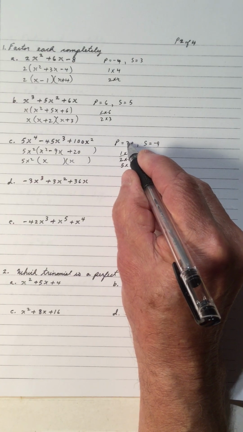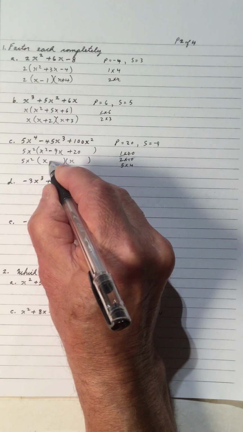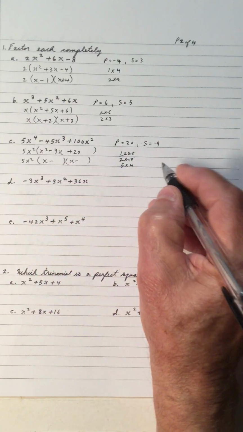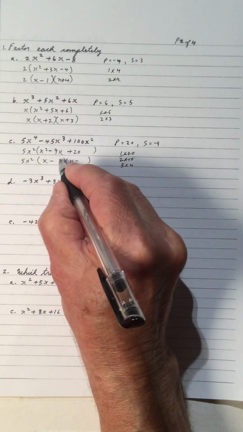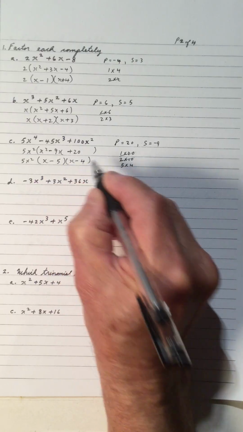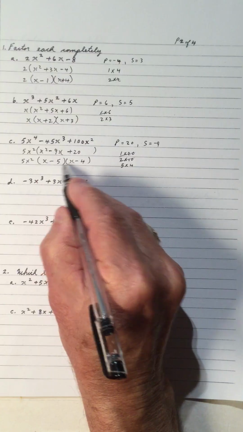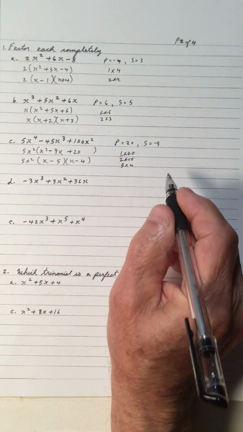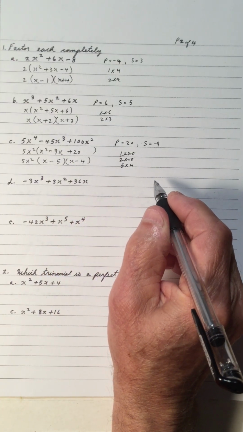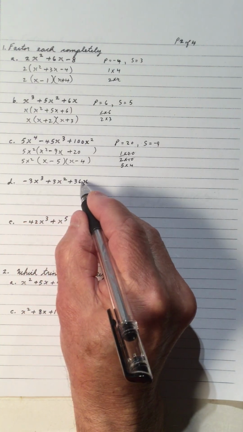But the product is positive and the sum is negative, so it has to be 2 negatives. So we have to have a negative 5 and a negative 4. Multiply, 20. Add, negative 9. Perfect. Again, is it in descending order? Yes, it is.